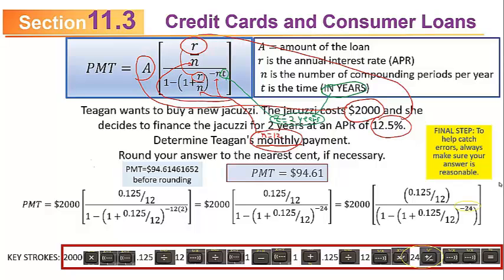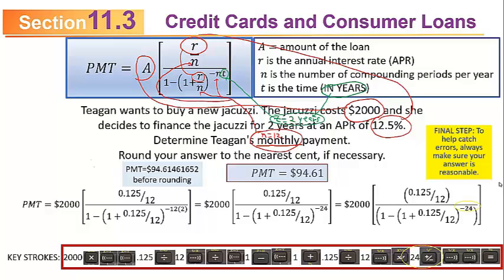And finally, as I always recommend, look and see if that answer looks reasonable. That's a little less than $100 a month. $100 a month for a year would be $1,200. For 2 years would be $2,400. So it'd be something less than that. So if the jacuzzi costs $2,000, paying somewhere in the neighborhood of $2,300 principal plus interest doesn't sound unreasonable. So I have no reason to doubt that answer.